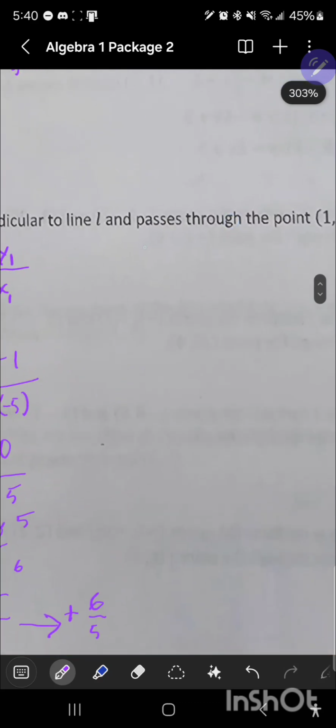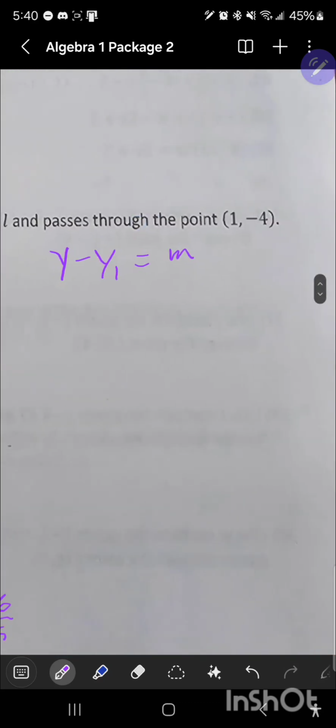We go here, we say y minus y1 equals m times x minus x1. We substitute our values. Now this is the point we're going to use because we're evaluating 9k, not 9l. So we will use the point of 9k.